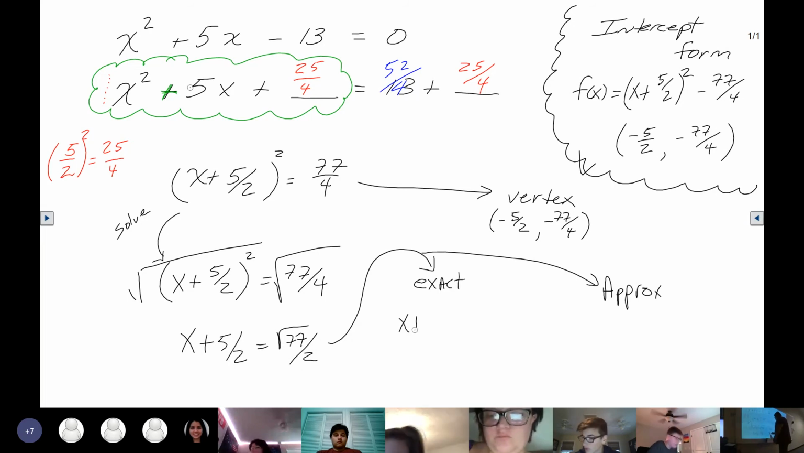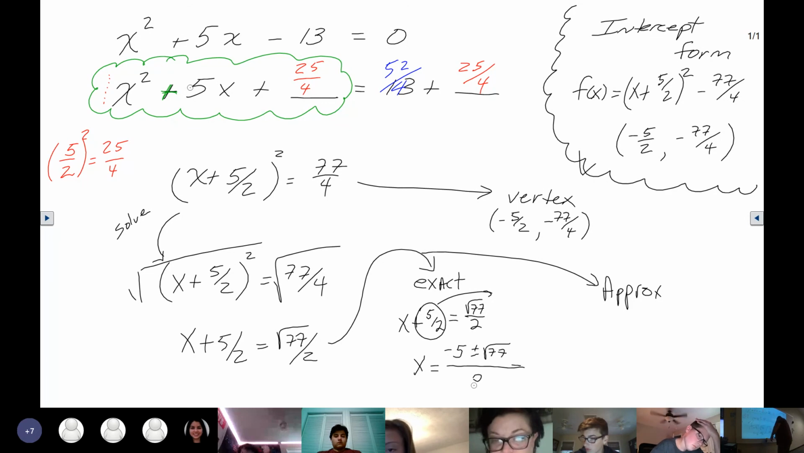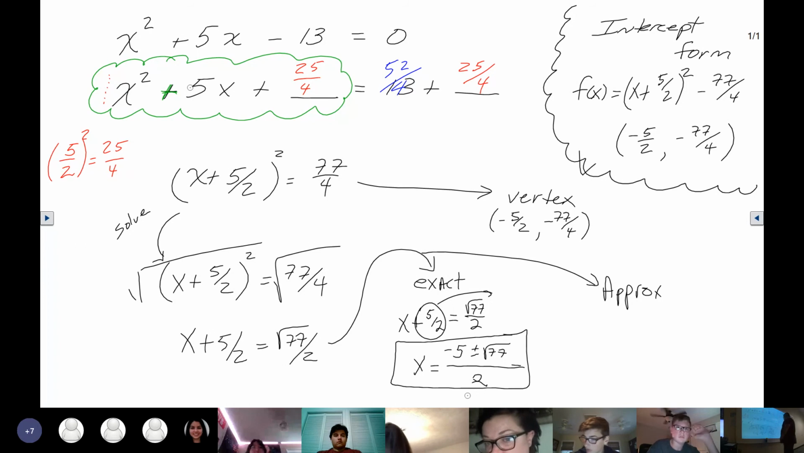x plus 5/2 is equal to plus or minus square root of 77 over 2. And I'm going to bring this across the river. And x is equal to negative 5 plus or minus square root of 77 over 2, and you can't simplify that because 77 is only 7 and 11, so you can't simplify that.